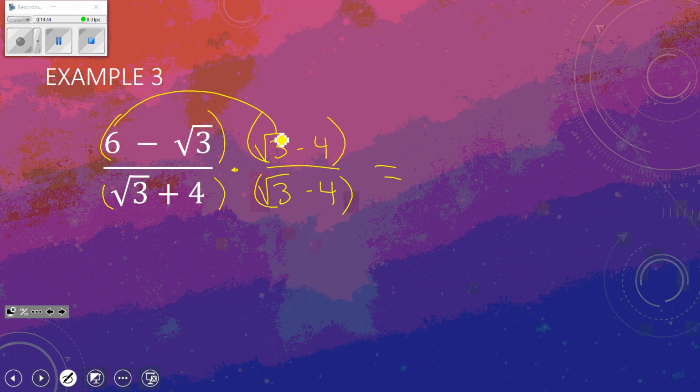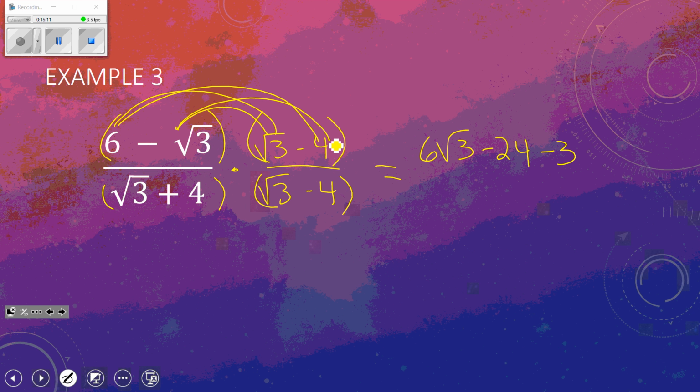6 times the square root of 3 is 6 times square root of 3. 6 times negative 4 is negative 24. Negative square root of 3 times square root of 3 is negative 3. Okay. Again, is everybody able to just say 3? Does anybody need to say square root of 9? If you need to, that's fine.